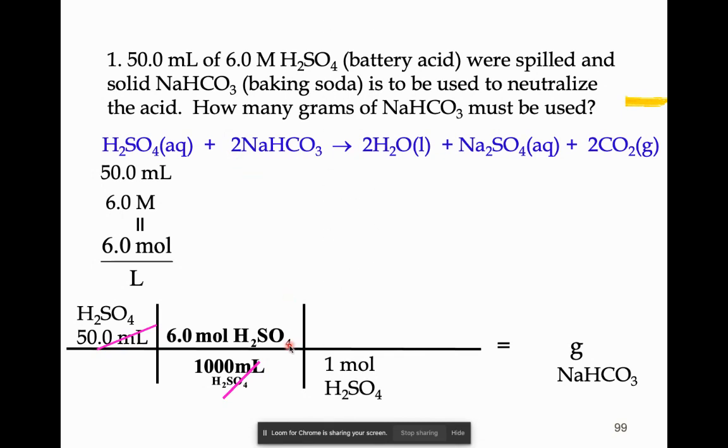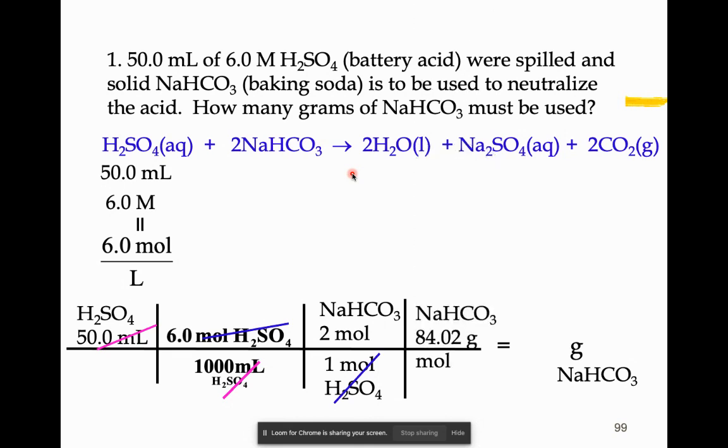We need to place sulfuric acid down below so that we can cancel, and then on top is the number of moles of sodium bicarbonate. Notice how we can cancel out moles of H2SO4 and end up with moles of NaHCO3. Since we are asked for the grams of NaHCO3, sodium bicarbonate, we can now use the molar mass of sodium bicarbonate, which is 84.02 grams per mole. If you look at your periodic table, you can get the molar mass of NaHCO3.